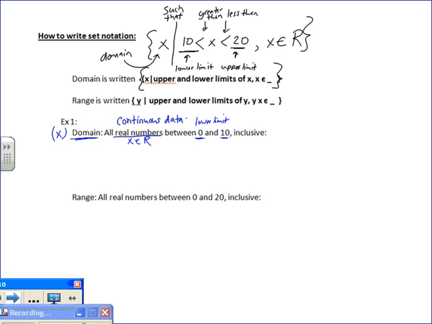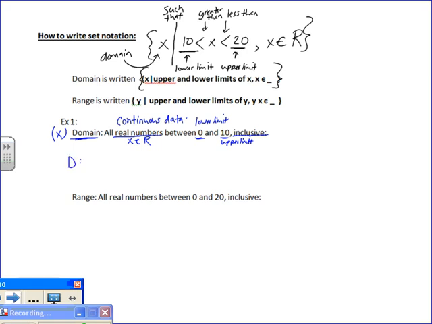And 10 is my upper limit. And inclusive is important because that tells me that x can be equal to 0 and x can be equal to 10. Okay, so that tells me those are solid data points if I was looking at a number line or a graph. So let's go ahead and do my set notation.